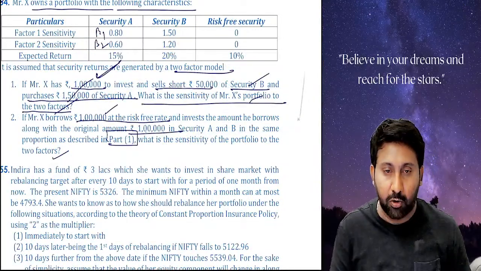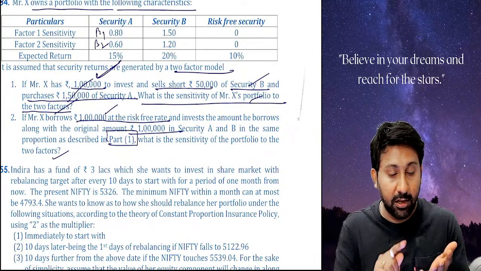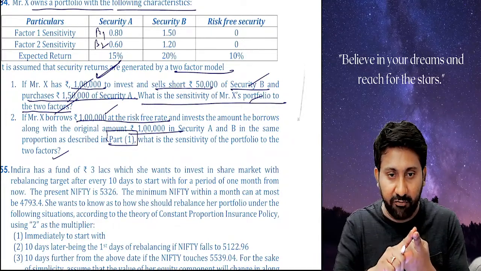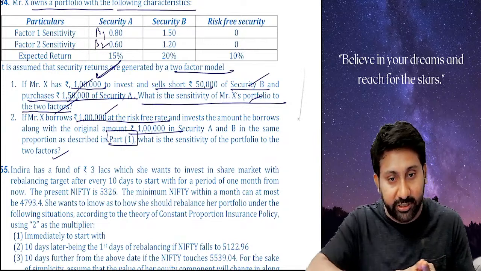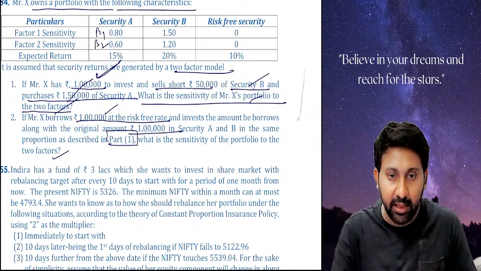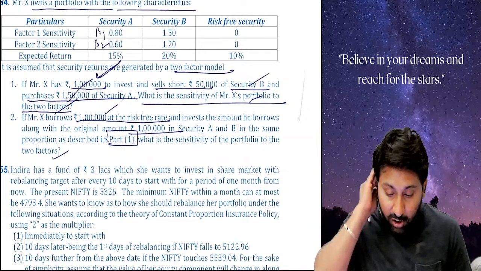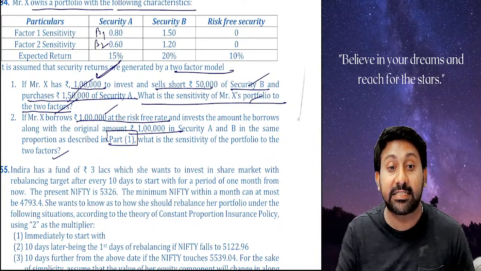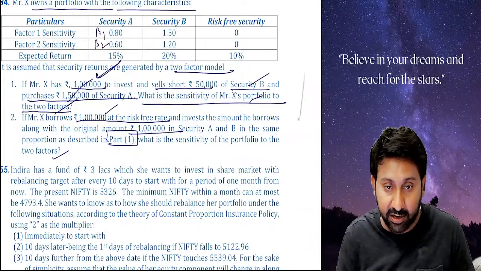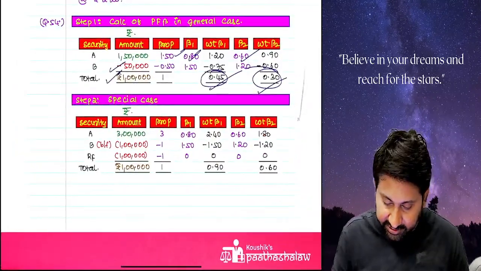Mr. X borrows 1 lakh. At what rate? The risk-free rate. How much does he have? 1 lakh of money already, and 1 lakh borrowings also he made. He invests the amount he borrows along with the original amount of 1 lakh in securities A and B in the same proportion described in part 1. What is the sensitivity? Important observation. See here.